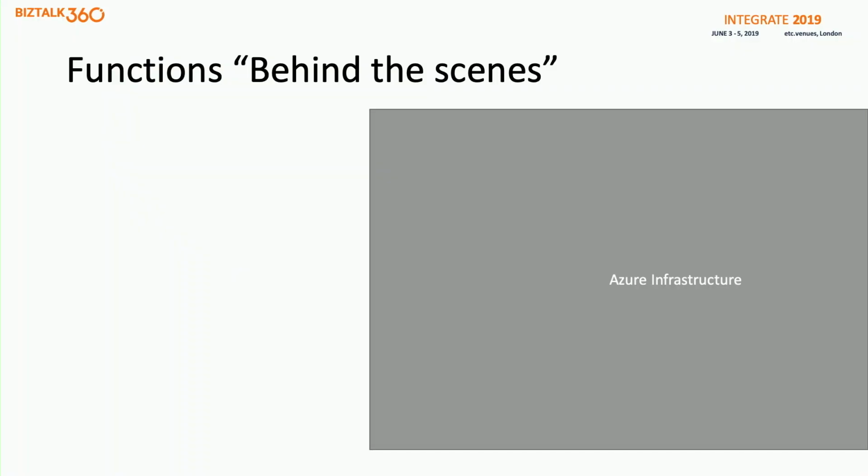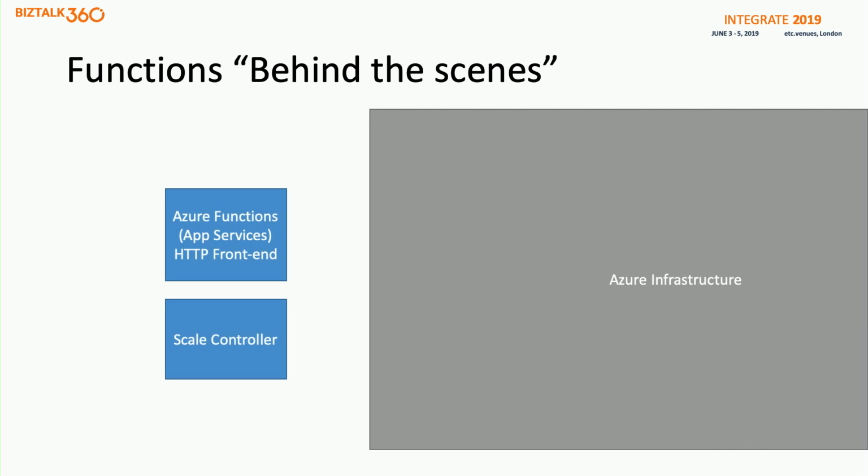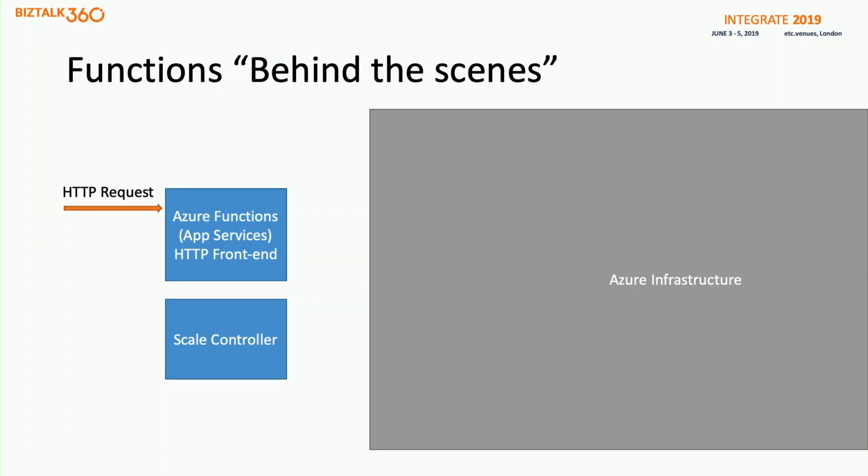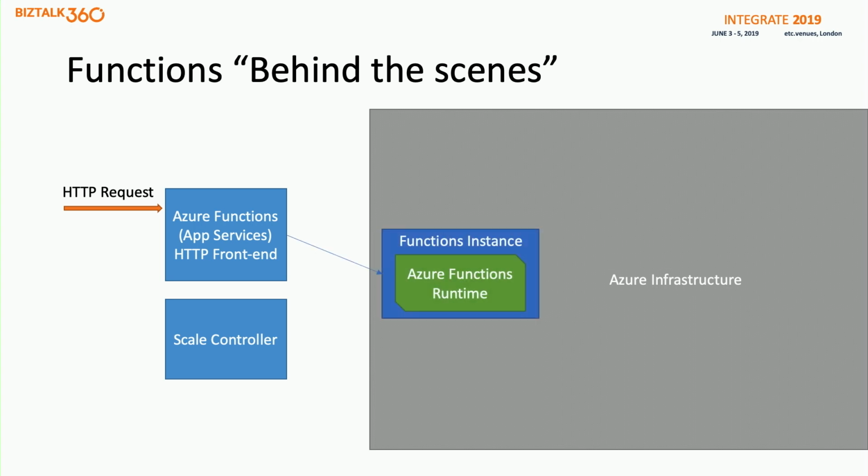We have the gray haze of Azure infrastructure, and in front of it, we've exposed 2 public endpoints. The first is our shared front end with all of your services, and the second is a scale controller, shared between all of the different services, that manages your app scale out. So an HTTP request comes into your application and is handled by the front end, and the front end on that very first request calls back into our shared infrastructure and stands up an instance of the Functions runtime.